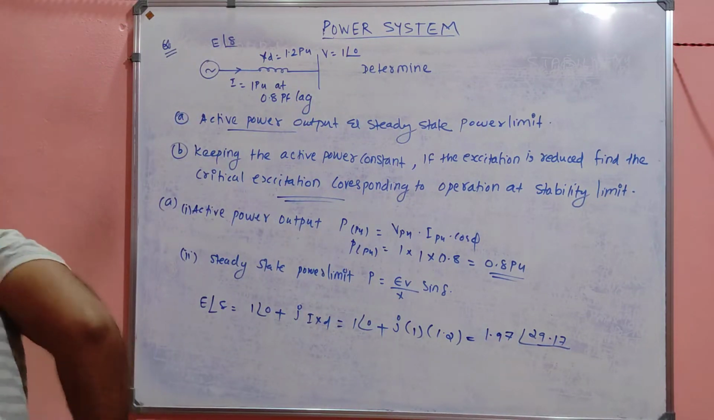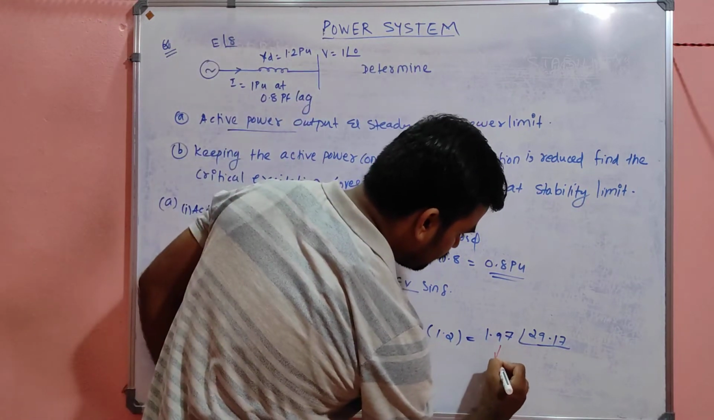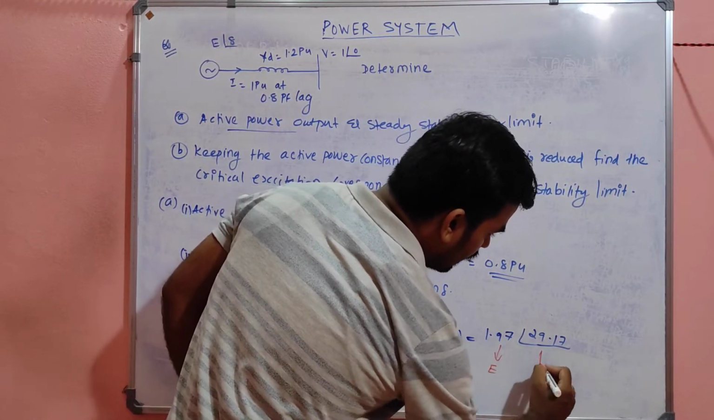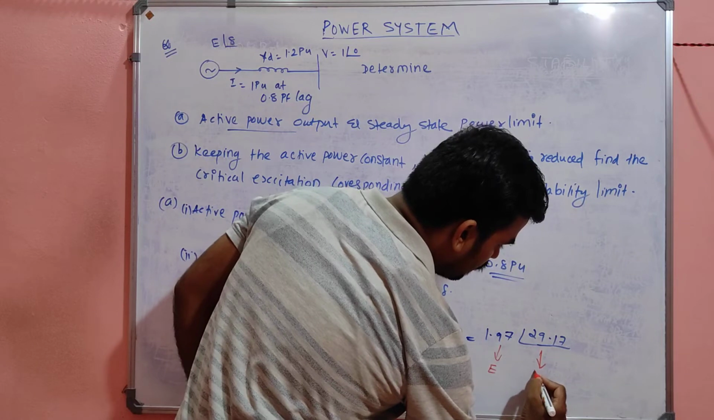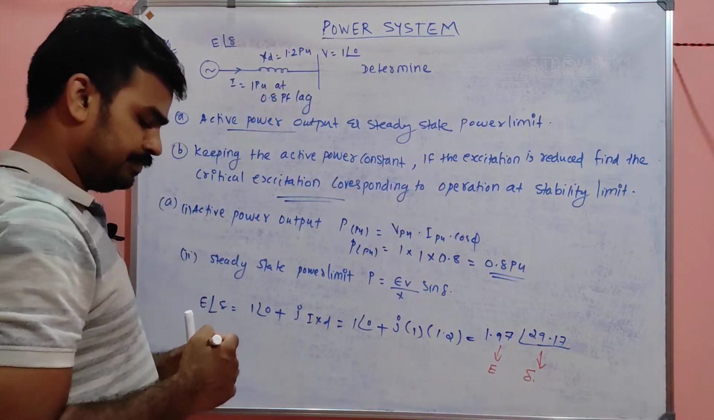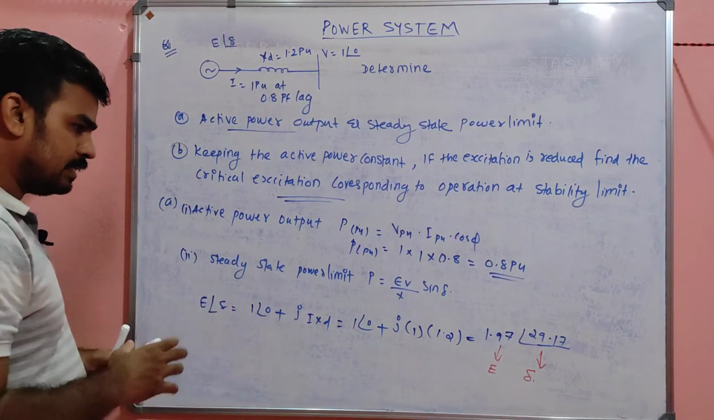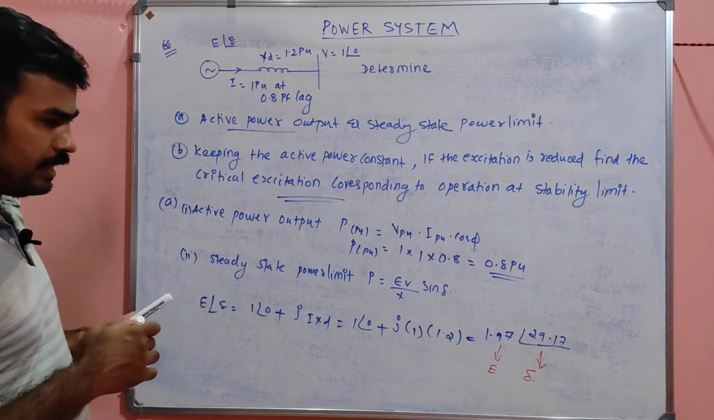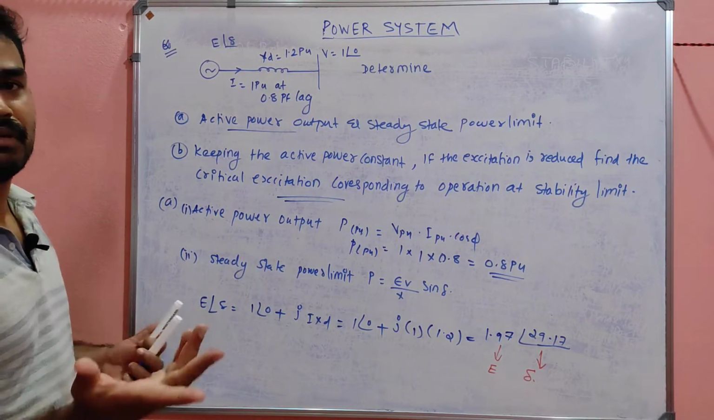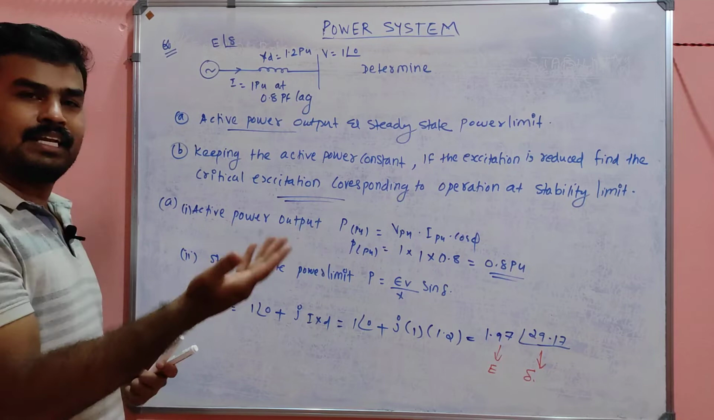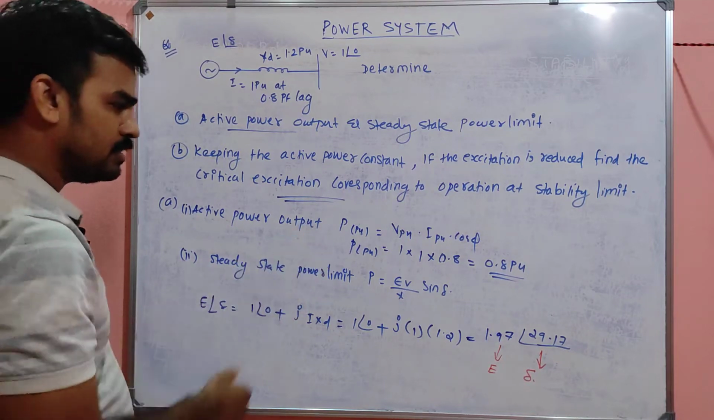So what is the meaning? This 1.97 is our E, and this is our del. Simple. So from that E will be 1.97 and del will be 29.17. Simply you substitute 29, you can round it to 30 also. You can simply substitute.